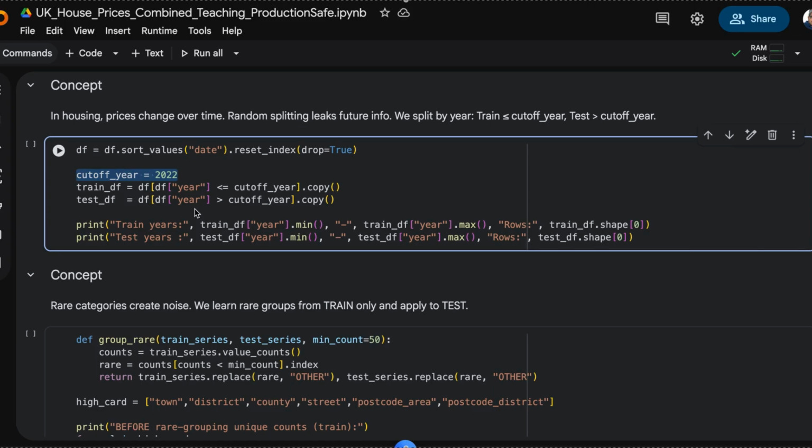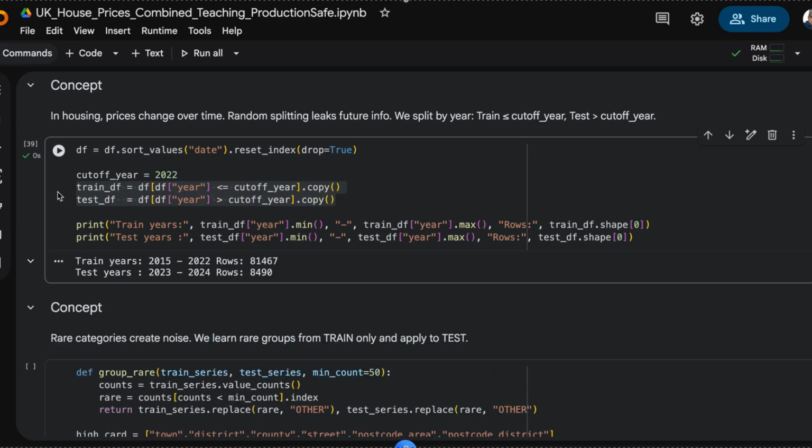We now create a train data frame for years less than or equal to 2022, and a test data frame for years greater than 2022. Let's verify. Training data spans 2015 to 2022. Test data spans 2023 to 2024. We also observe 81,467 rows in training, 8,490 rows in testing. The majority of data is used for learning. The most recent years are held out for evaluation.